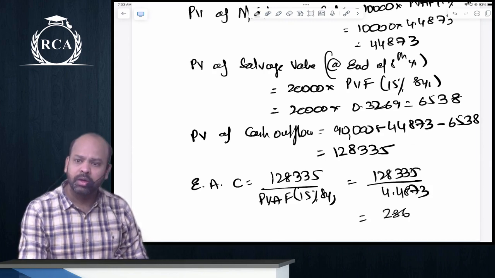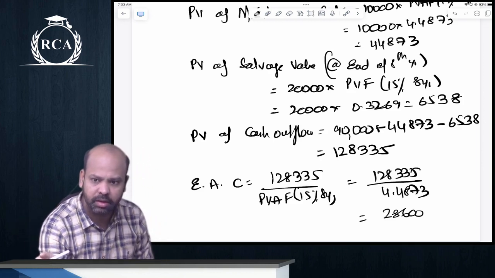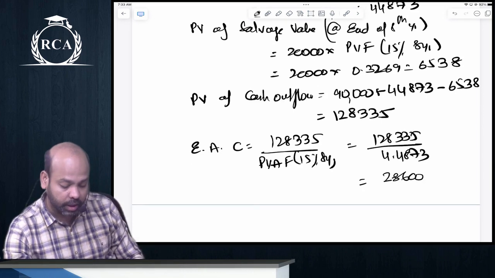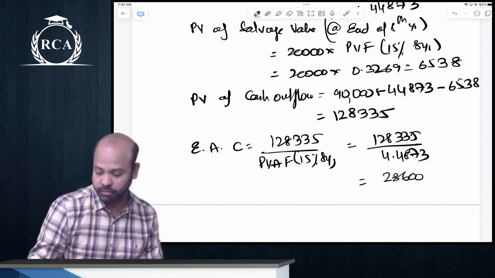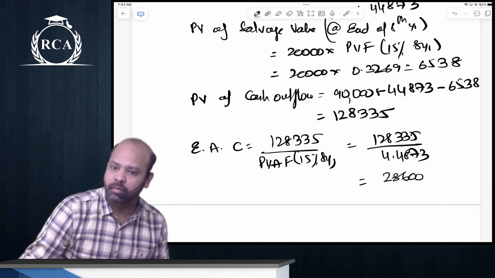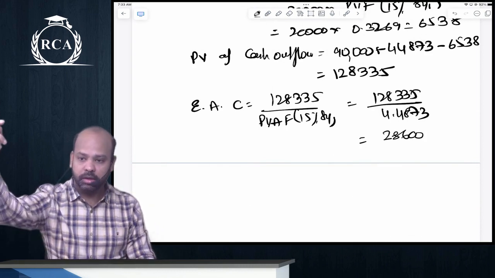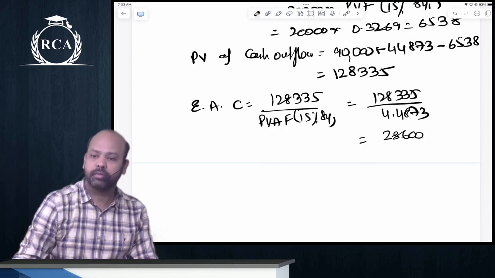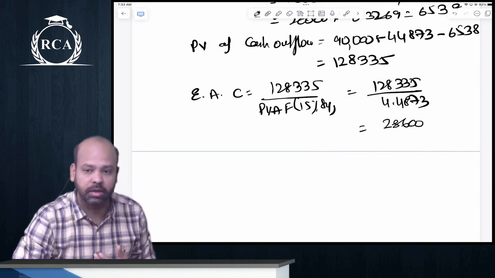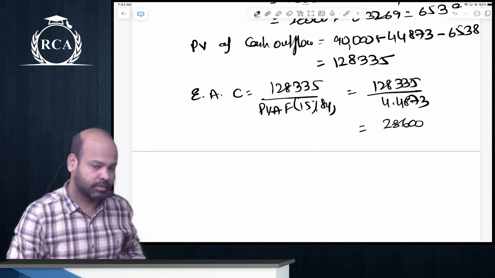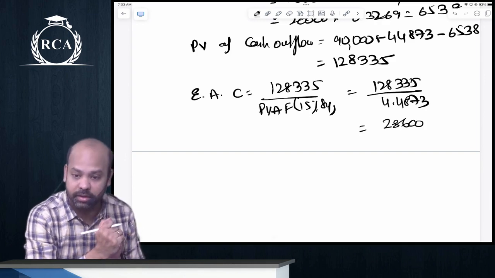Exact, no? 28,600, guys, is the equated annual cost. Are we clear about this?